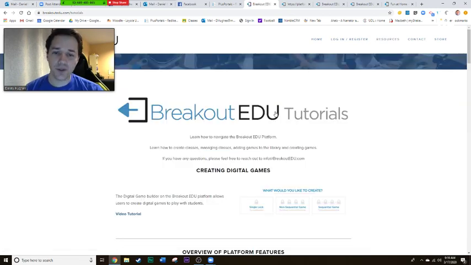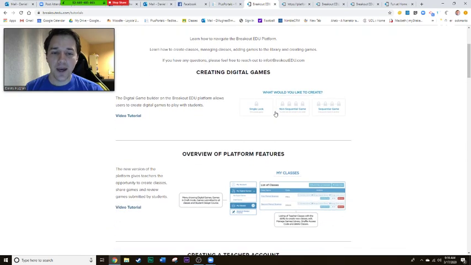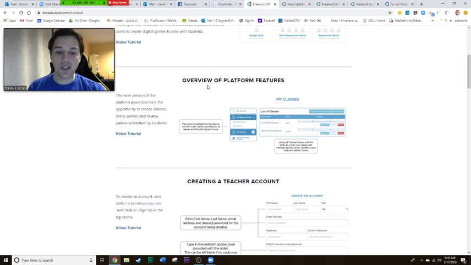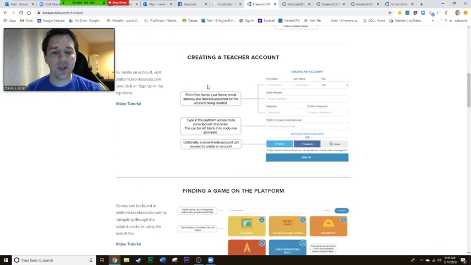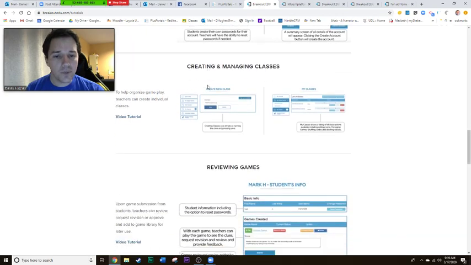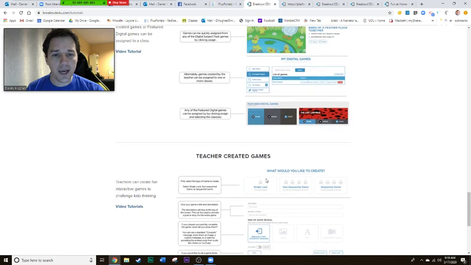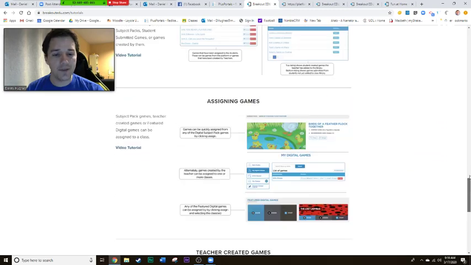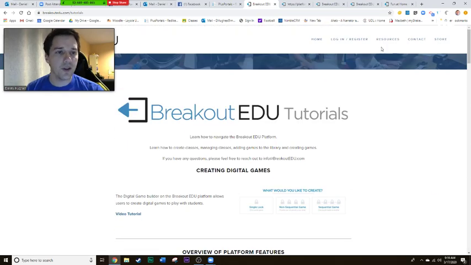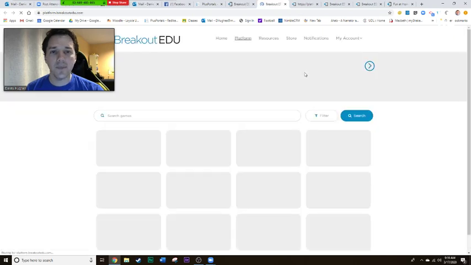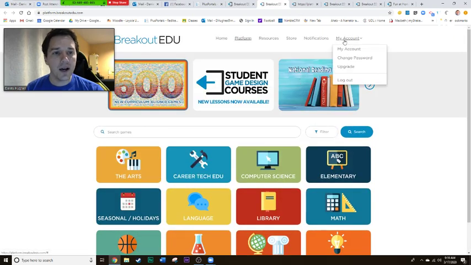So let's go over to the Breakout EDU platform. This is pretty neat. You can create digital games, and you can actually create a physical game that people would play in person, but in a digital format. I believe, and don't quote me on this, you can review games. You can see how long it took people to play. You can assign games. You can create games. They have a bunch of games that other people have already made.